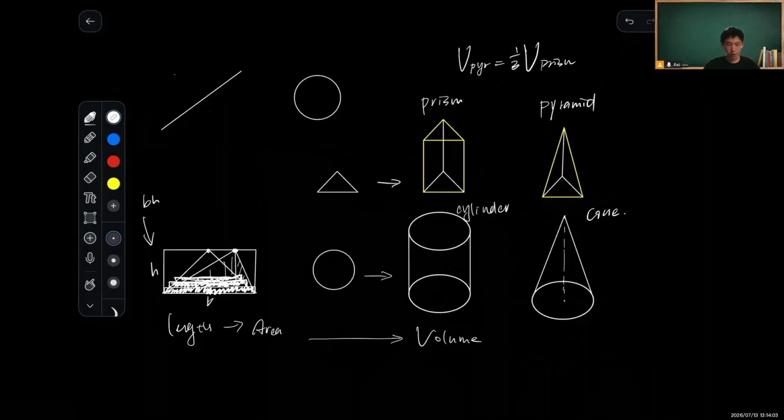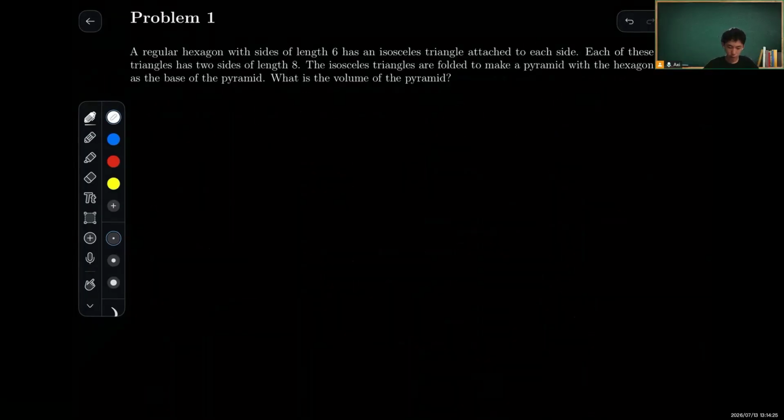So now it's time for us to study some practice problems. We're given a regular hexagon with side length 6, and to each side there are triangles of length 8 attached. And it forms a pyramid. So we are to find the volume of the pyramid. This is actually just utilization of what we have just learned. So try it yourself. You can envision it as this.